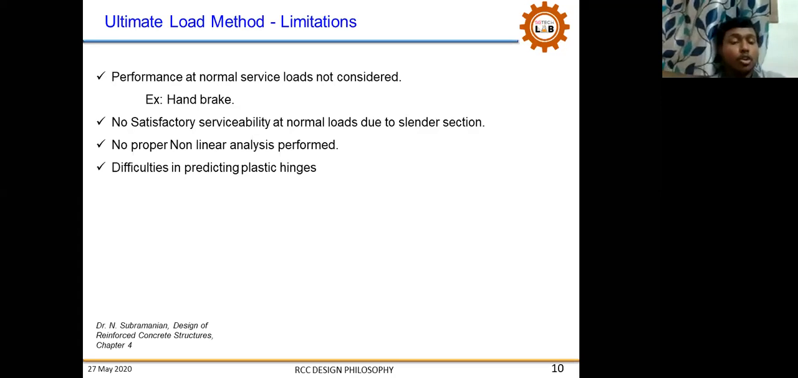And there is no proper non-linear analysis performed. Non-linear analysis means, for concrete, every time they are pouring something at the site, they are not doing all the stress versus strain curve tests and everything, and every time they cannot bring a proper curvature plan, and with those values they cannot use this. So there is no rigorous analysis being done. That is also seen as a difficulty.